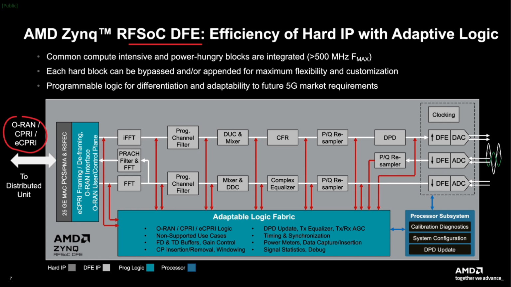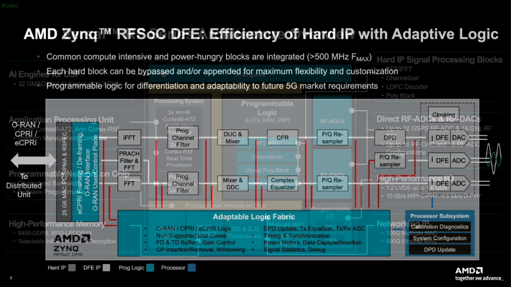Okay, and of course we do have the quad A53 in this particular application, which does a lot of housekeeping. It does some digital pre-distortion and things like that as a function. So it's a complete 8T8R radio on a single chip. Okay, so with that, I want to move on to the Versal product.